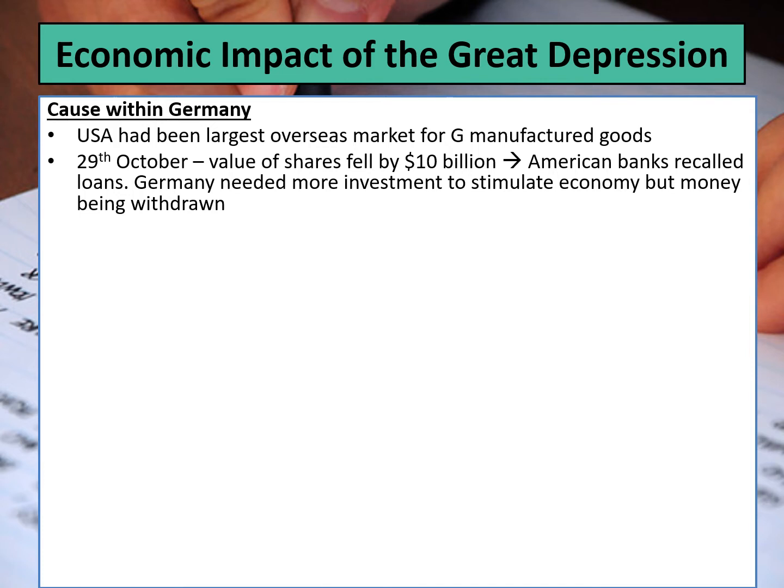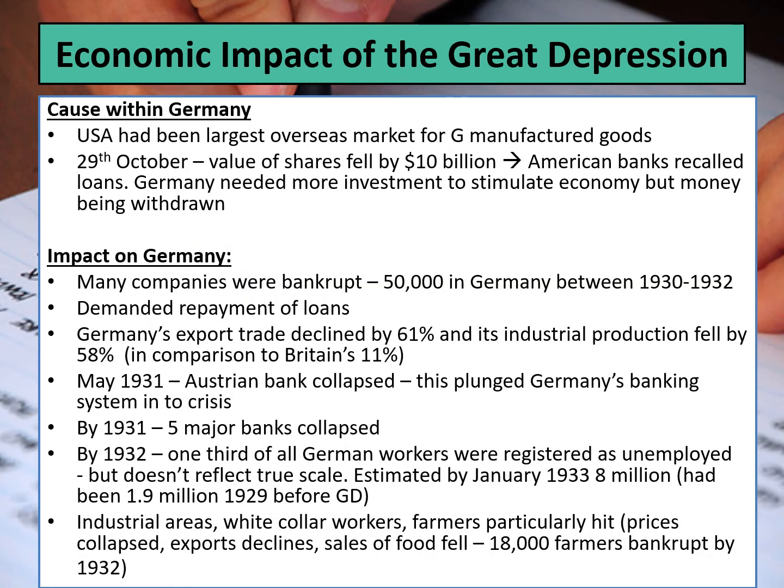Now, on the 29th of October, the value of shares fell by $10 billion. We know about the events in the Wall Street crash, but we don't need to focus on them for this particular exam. Instead, we need to know about the impact on Germany. And as a result of their own problems, these American banks recalled their loans. Now, at this time, Germany needs more investment to try and stimulate their economy, but instead money is being withdrawn at this point. So we now need to think about what was the impact on Germany itself.